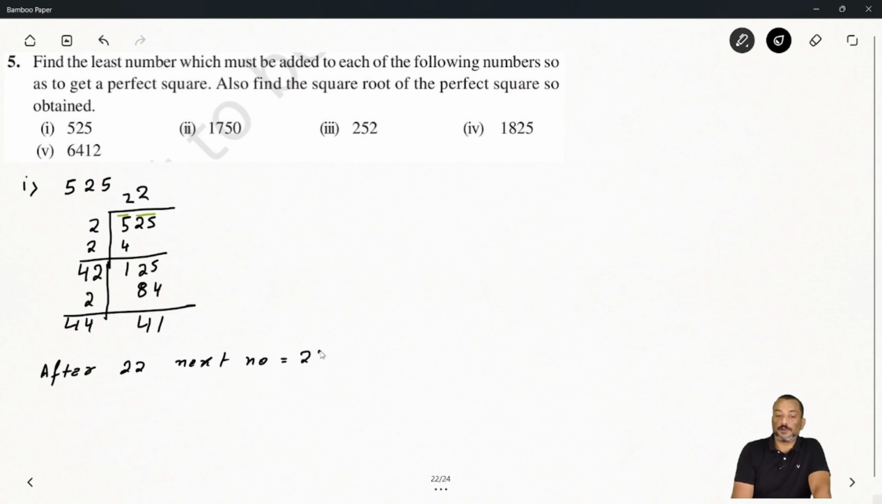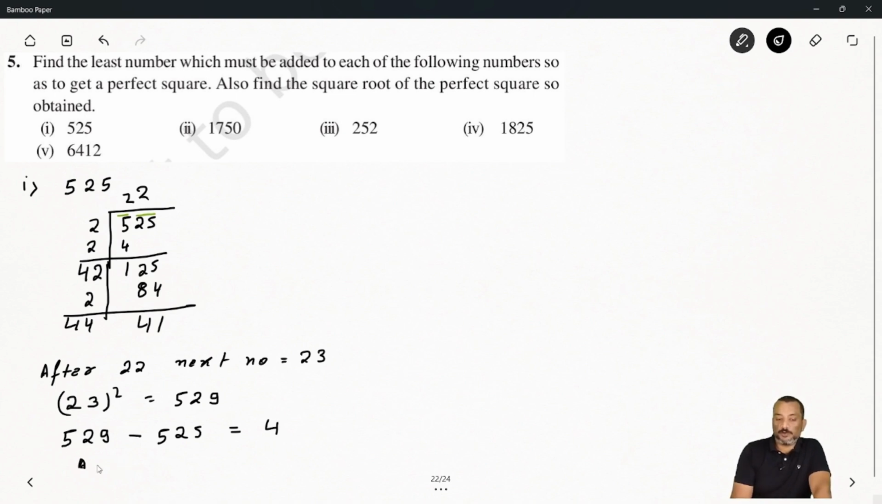23. Okay, so how much will 23 squared come to? So 23 squared you will get 529. Okay, so 529 you will get. Which means from 529 subtract this 525. So you will add 4. So the new number you can add here is 4.